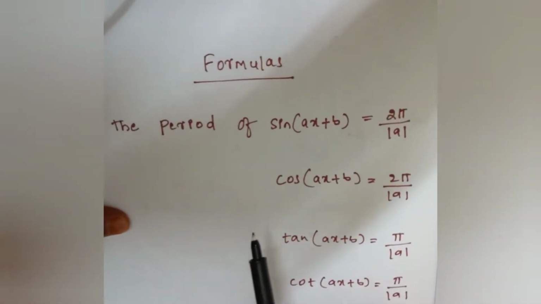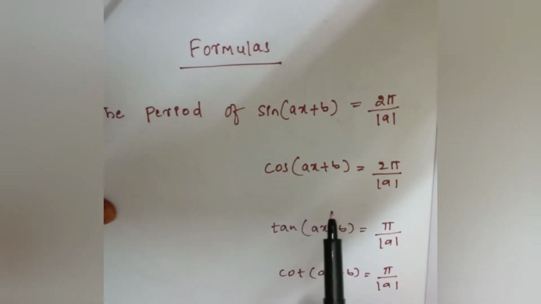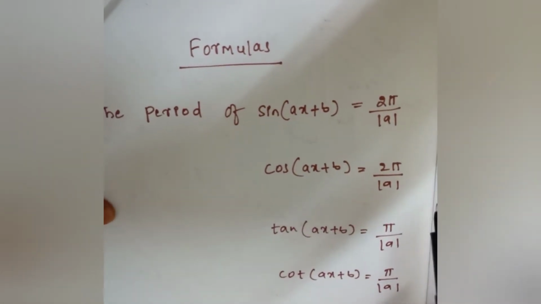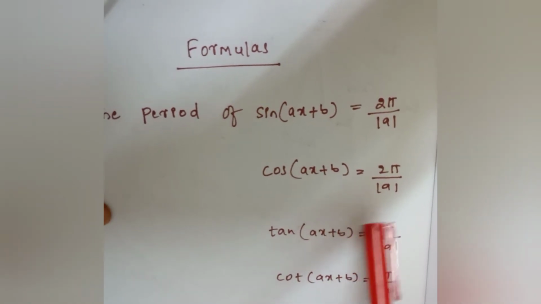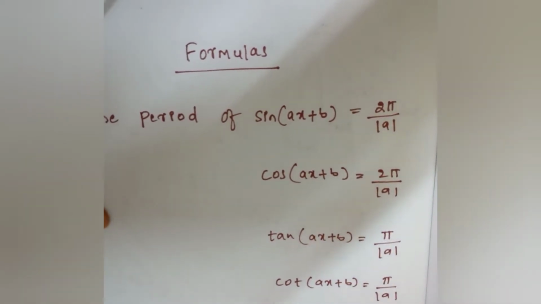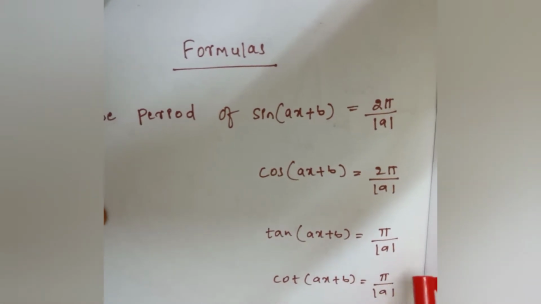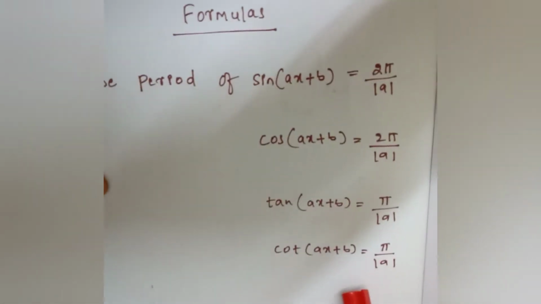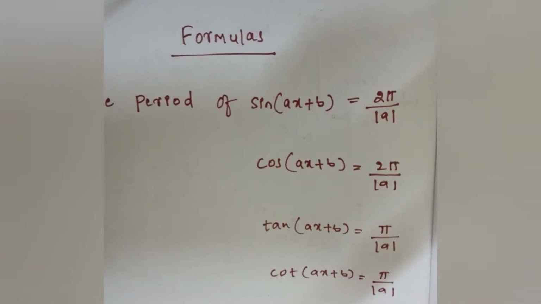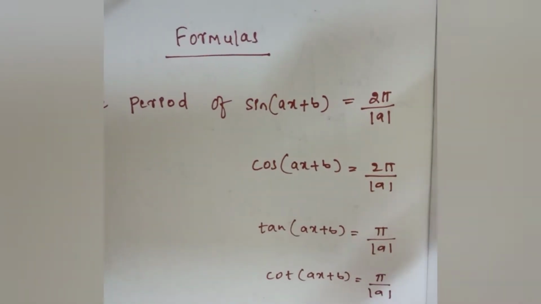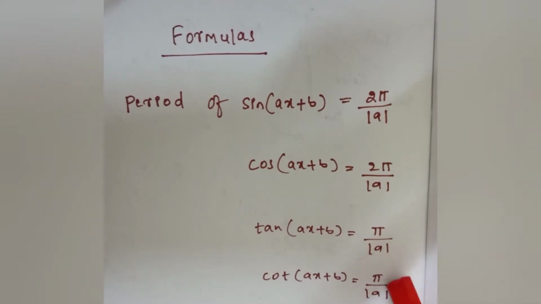The period of sin(ax+b) is 2π/|a|. The period of cos(ax+b) is 2π/|a|. The period of tan(ax+b) is π/|a|. The period of cot(ax+b) is π/|a|. It is easy to remember. For sine and cos the formula is the same, and for tan and cot that is the same.